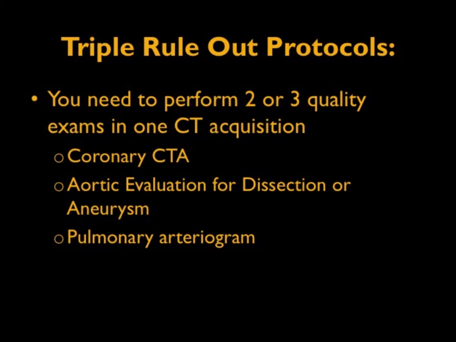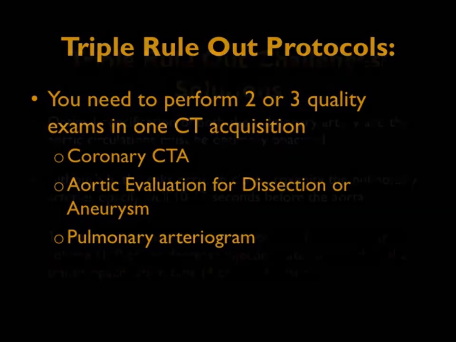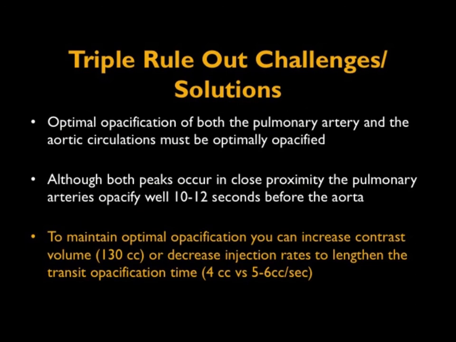So going back to the triple rule out, again, performing 2 or 3 quality exams in one CT acquisition is indeed a challenge. Some of the solutions and challenges is the ability to really increase the contrast volume or decrease the injection rate. These are the things people typically have worked on, to have a longer injection so that instead of the pulmonary arteries washing out, they're still being opacified. At the same time, you're getting opacification of the aorta.